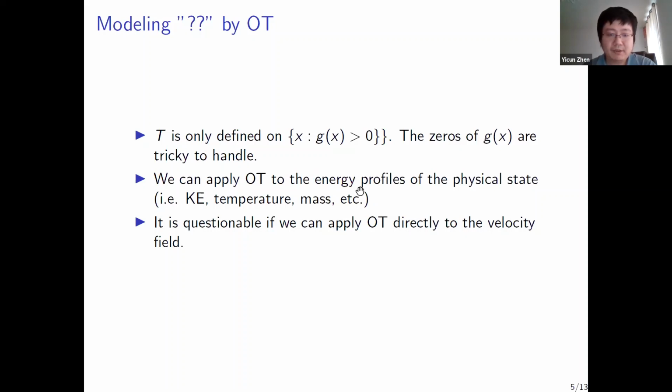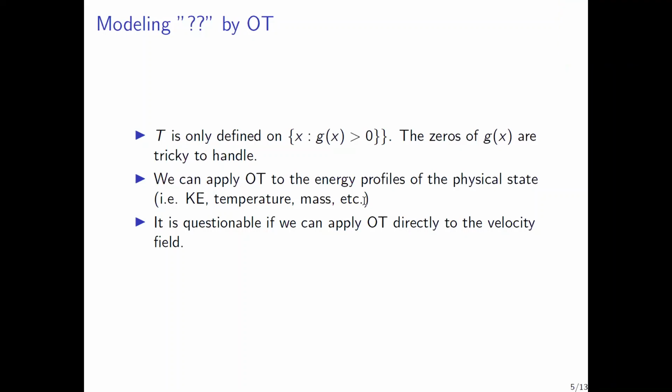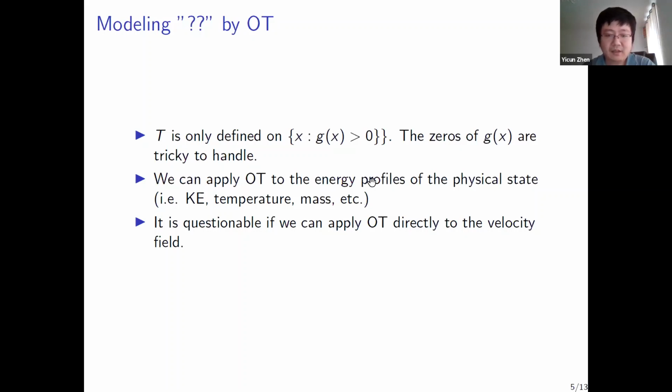So the second point is the most important one. In the optimal transport theorem, we require that f and g be positive, to be probability density functions. This means that we can apply optimal transport to the energy profiles of the physical state, like kinetic energy, temperature, or mass, etc. This is nice because energy profiles are always non-negative, so you can think of energy profiles as probability density functions.